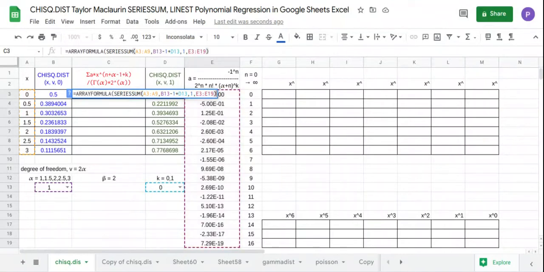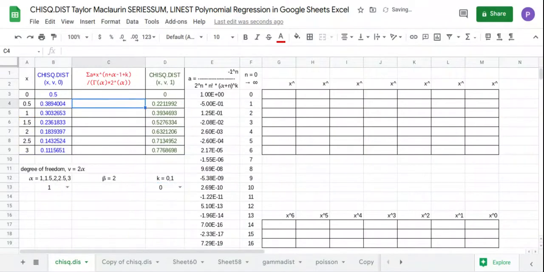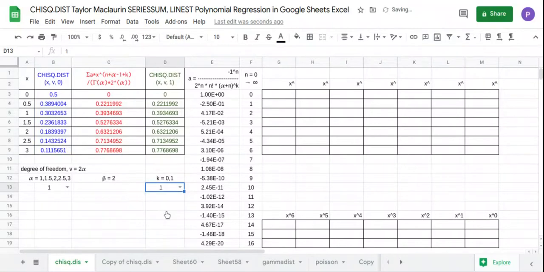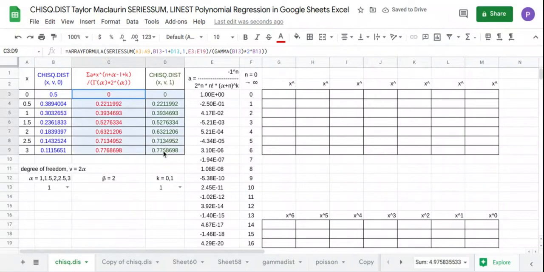Now that we have the series sum, the second part is divided by our denominator. The 2 parts of the denominator: first part is gamma of alpha, times 2 raised to the power alpha. Then enter. So right now k equals 0, these values are the same. K equals 1, these 2 datasets are the same.